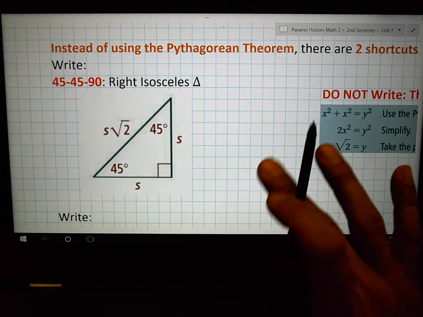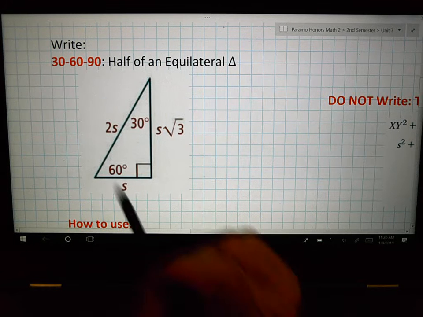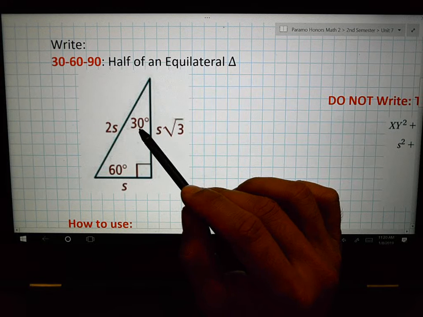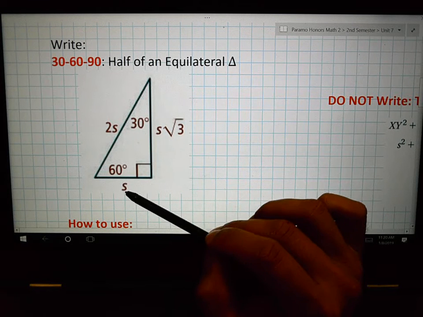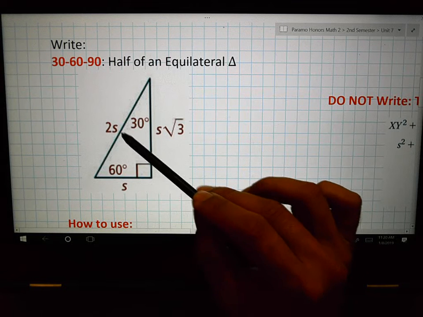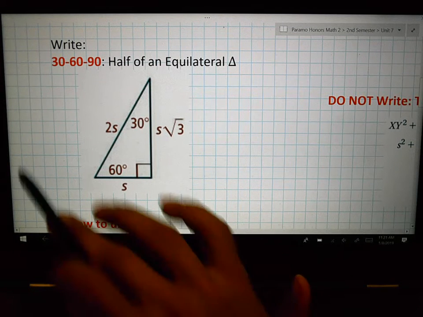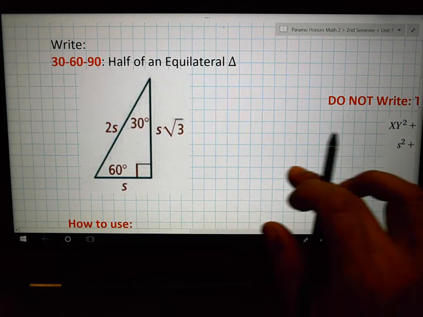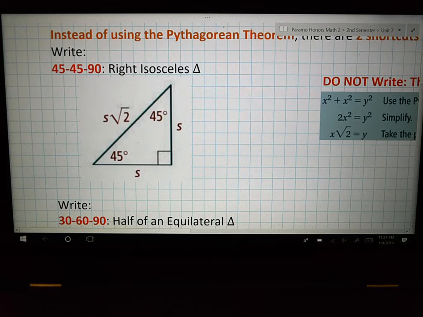This pattern works. There is a secondary shortcut called a 30, 60, 90-degree triangle, and it has this relationship. Across from the 30 is the S side, across from the 90 is the 2S side, and across from the 60 is the S root 3 side. This is another shortcut you could use instead of the Pythagorean theorem. But you couldn't get to these two shortcuts without having the Pythagorean theorem.